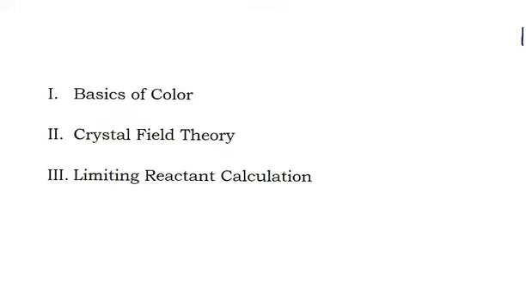Today I want to go over 3 different aspects of this lab. One is the basics of color, which will help you understand why various compounds look the way they do. Second part of the lab is an explanation of crystal field theory, which is a model that explains why different complexes have different colors. And third is the limiting reaction calculation that you need to do for this experiment.